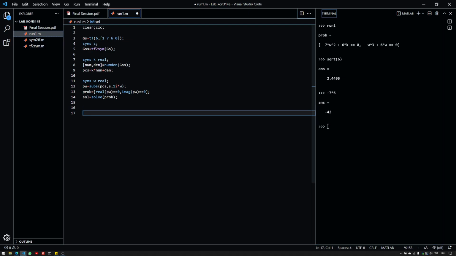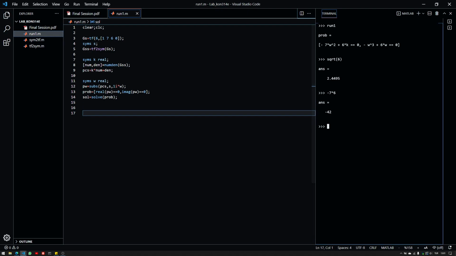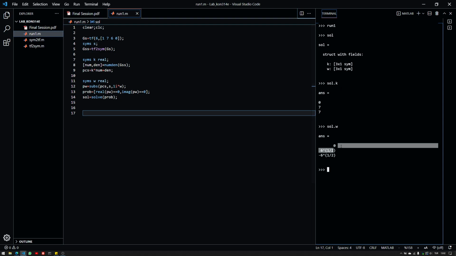Yeah. So let's see what MATLAB comes up with. But you can see that it is numerically not that hard. Let's have the solution. We have 3 solutions. So we have k, and then we have omega. Now you can see that one of the solutions is 0, one of them is square root of 6, and the other one is negative square root of 6, but we really don't need that one.